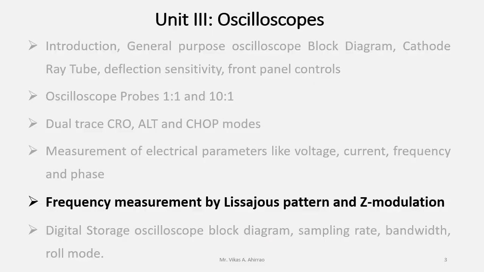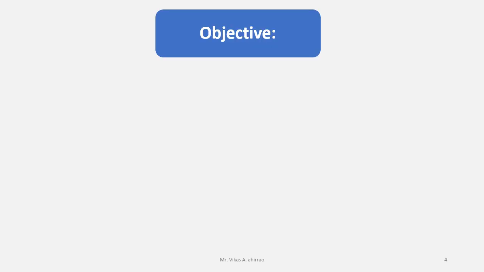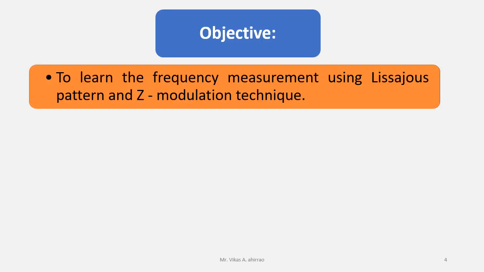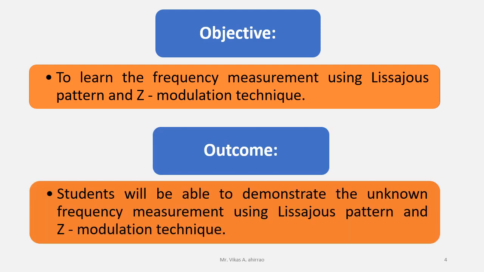Here we are going to learn the frequency measurement by Lissajous pattern and Z-modulation technique. Objective: to learn the frequency measurement using the Lissajous pattern or Lissajous figure method and Z-modulation technique. Outcome: students will be able to demonstrate the unknown frequency measurement using Lissajous pattern and Z-modulation technique.